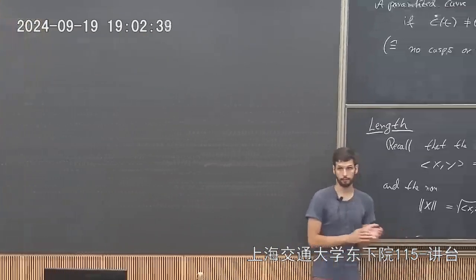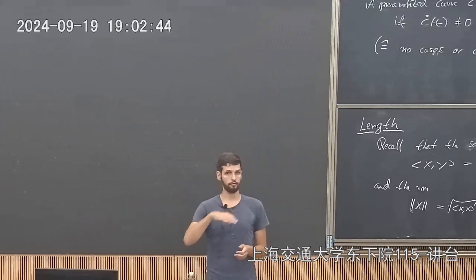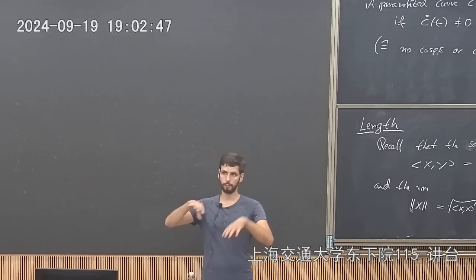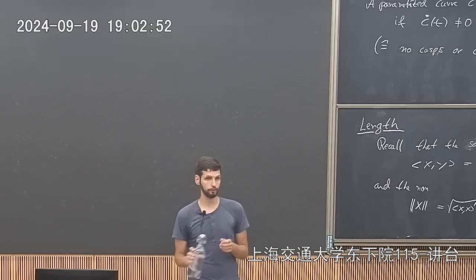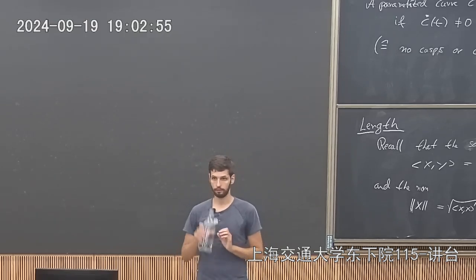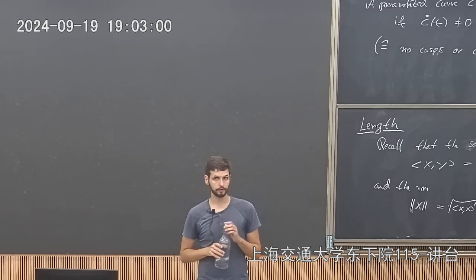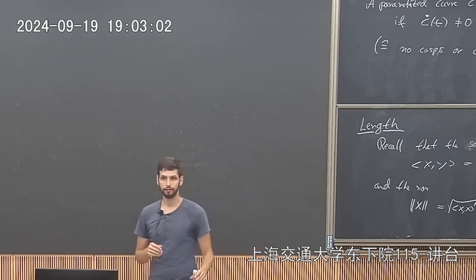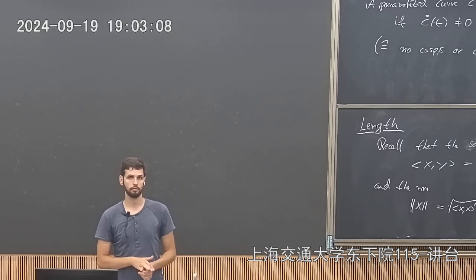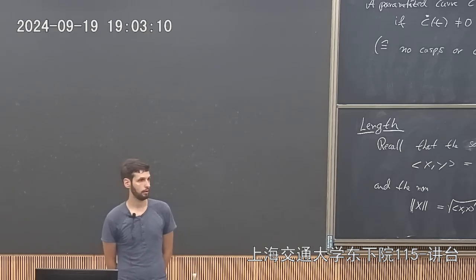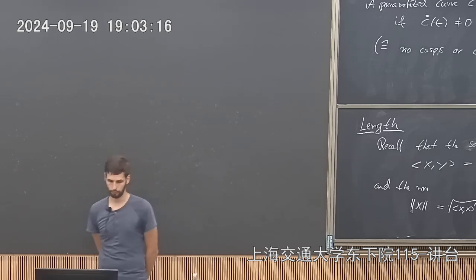So question for you: does it depend on the parameterization? If I have two objects that have the same curve, but two different parameterizations of it, do we get the same length or two different lengths? I think that's a good question to go on a break. So I think we continue in 10 minutes, so that's 15, let's say. And then we talk more about the lengths and the different parameterizations.